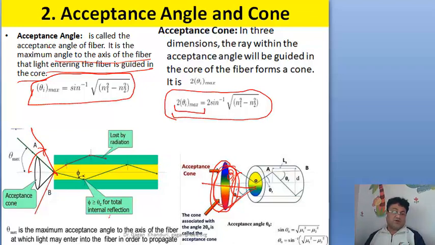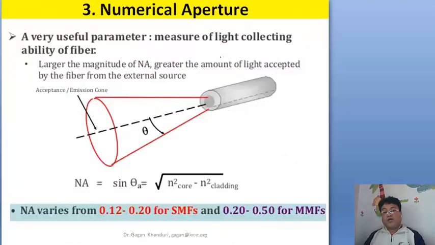Okay, we can move on now to the numerical aperture. Numerical aperture is a very useful parameter for characterizing the optical fiber. It can give you an idea about the measure of light collecting ability of the fiber, because if light is coming from more than this angle, it won't get totally internally reflected. So this acceptance angle and acceptance cone put a foundation or limitation on the optical fiber's light capturing ability and to transmit it to the other end.